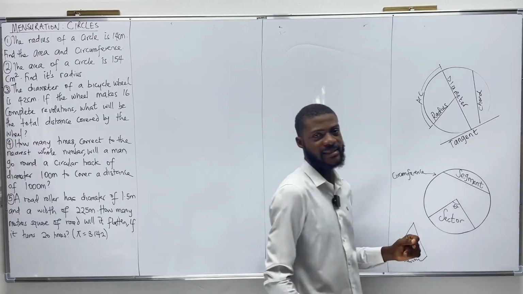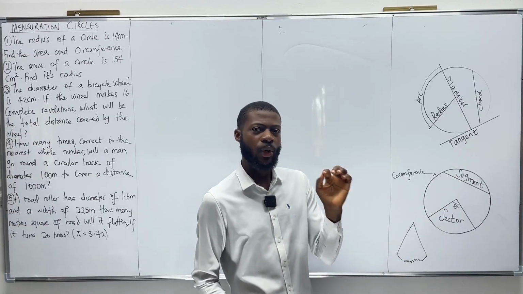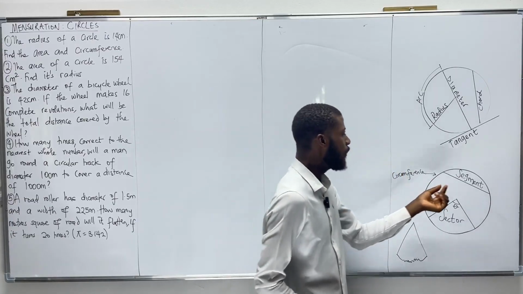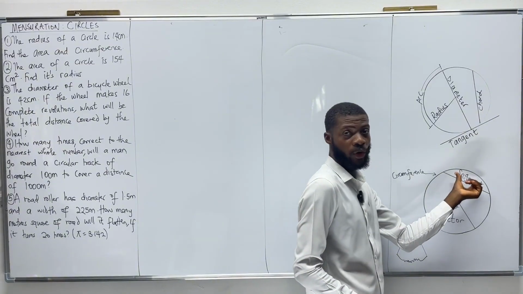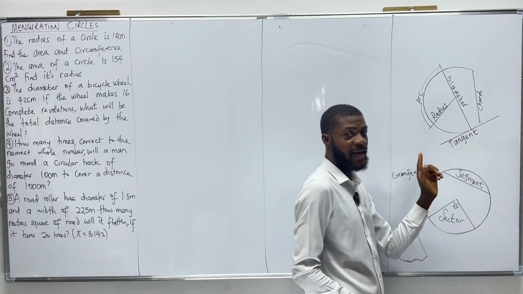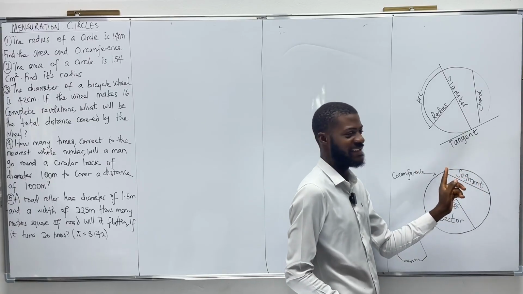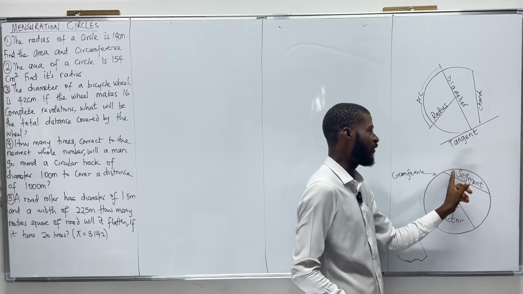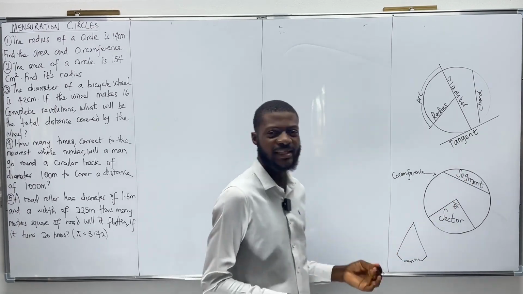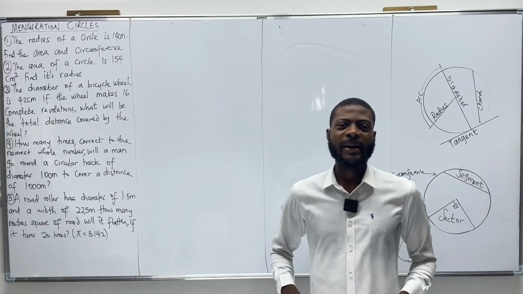Now, what is a segment? Remember I told you that a chord will divide a circle into two equal parts. So a chord is a line. But the region that will be formed between that very line and the arc, remember an arc is a portion of the circumference, is a portion. So that region that is formed is a segment. Is that okay? All right.